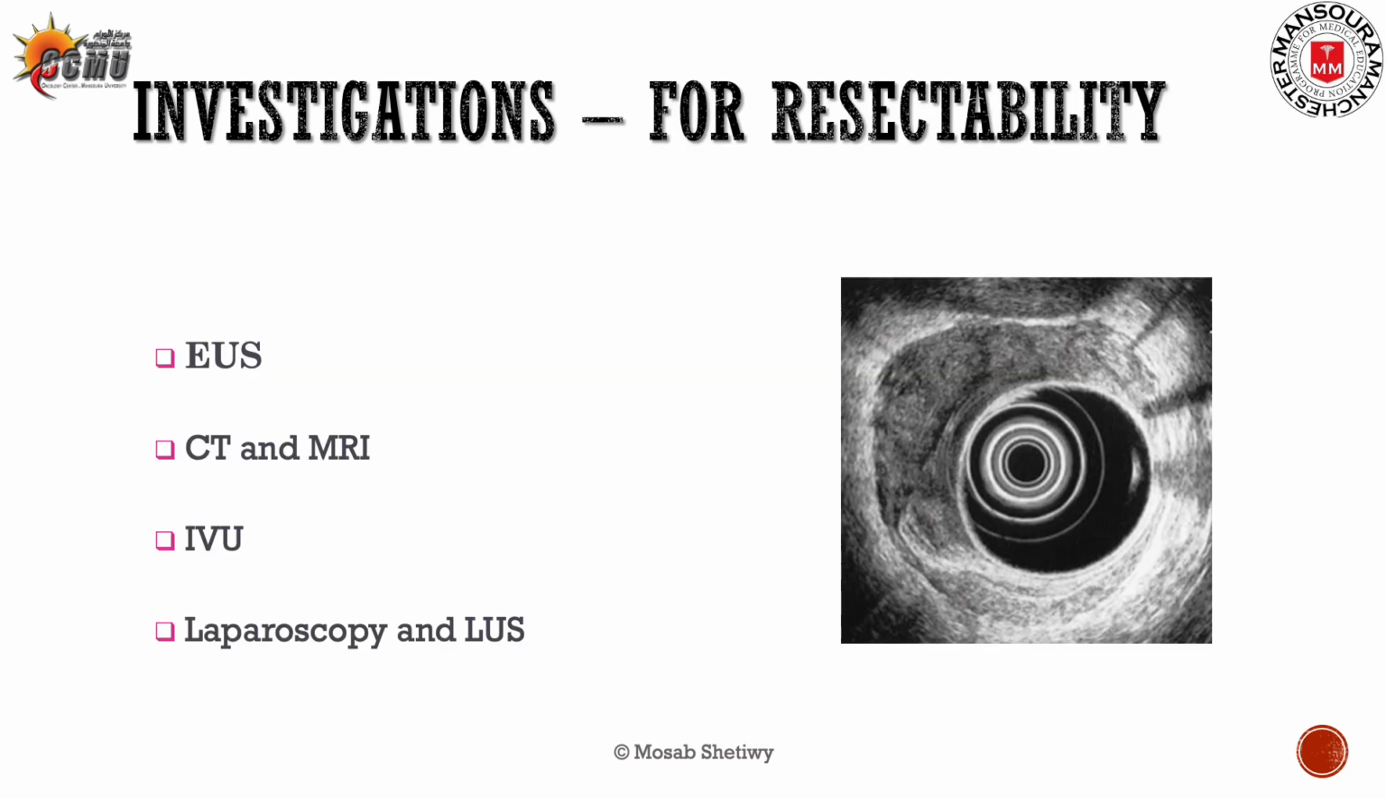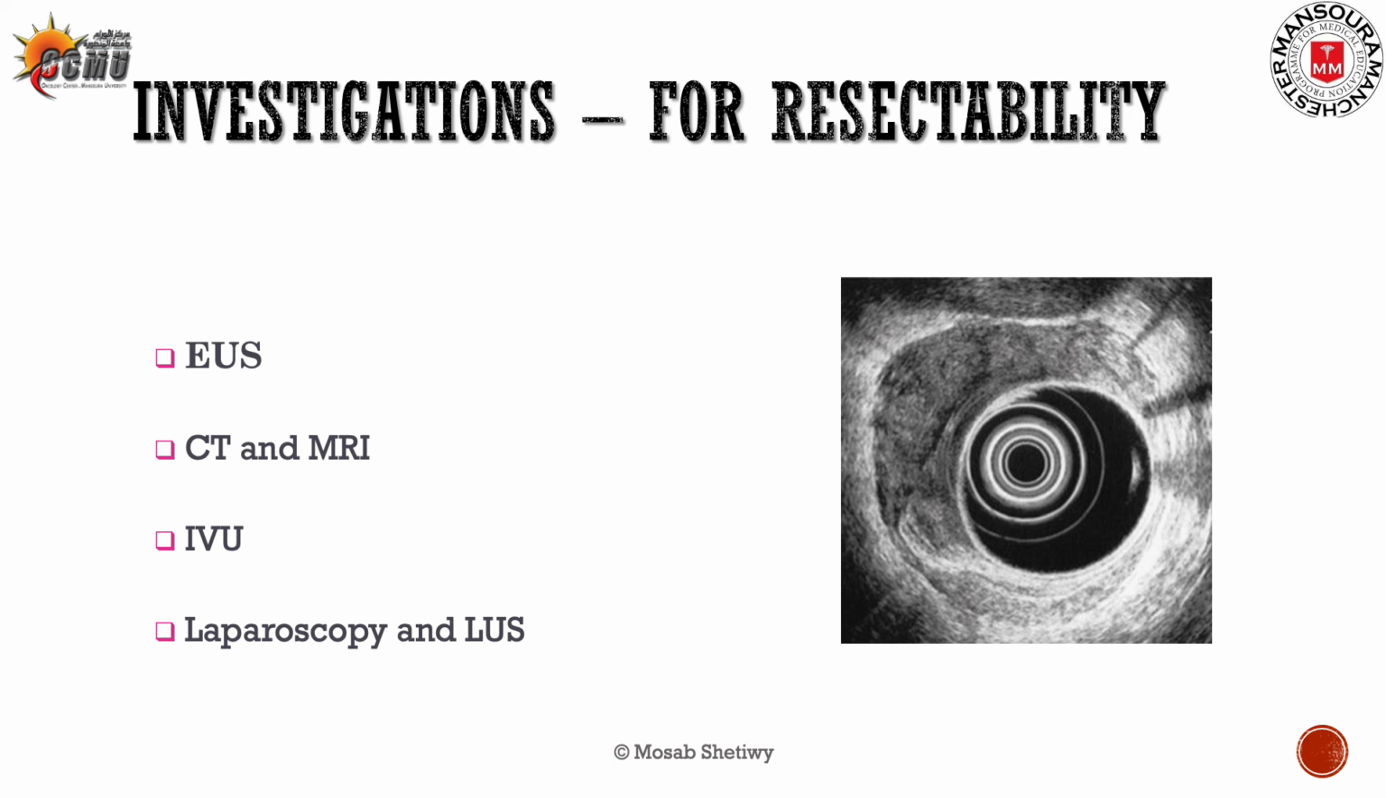The second category of investigations are investigations for resectability. For colon and rectal carcinoma, as for resectability, we order a CT or MRI abdomen and pelvis to see if colonic masses are locally advanced, if they are attached to a nearby structure, or is there a need for multi-organ resection if it's involving another structure, like for example, uterus in pelvic tumors and so on.